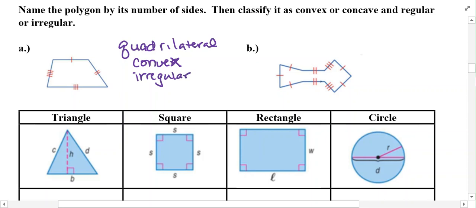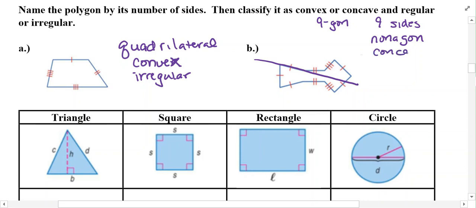For problem B, if you count the sides, there are 9 sides. So it is a nonagon. Remember, we could also call this a 9-gon. It is definitely concave because if you pick all the sides or certain sides, they go through it. So this is concave. And since it is concave, it has to be irregular.